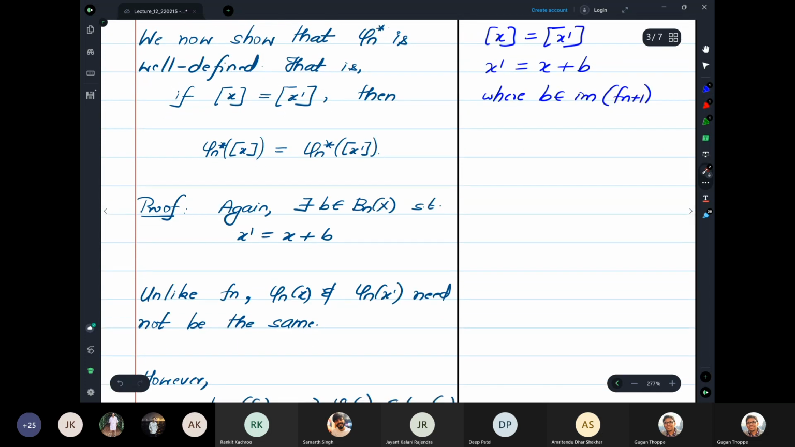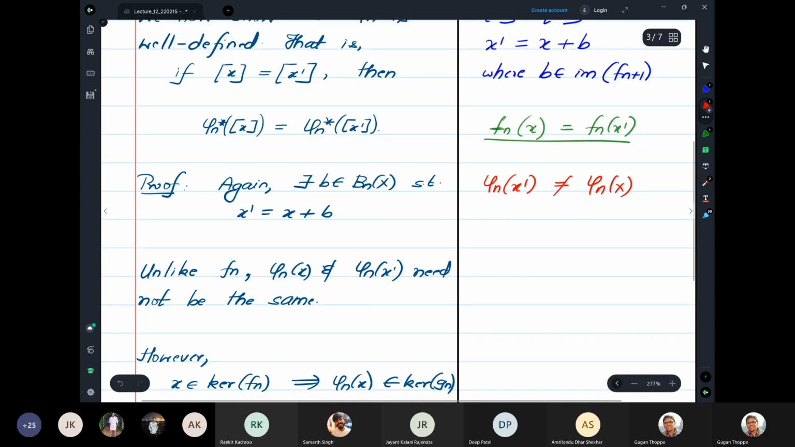Now, in the previous case, when I say previous case, I mean in the context of fn and gn, we somehow managed to show that fn of x and fn of x prime must be one and the same. However, this need not be the case when we deal with phi n. So it need not be the case that phi n of x prime must equal phi n of x. These things could be different as well, right?